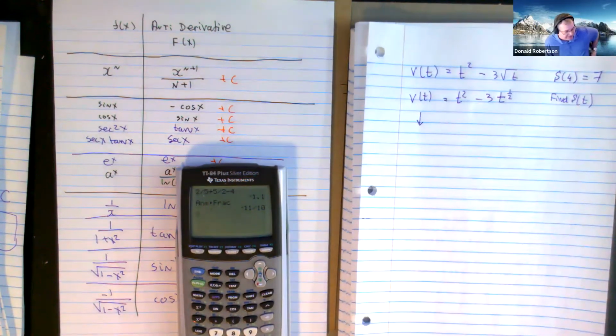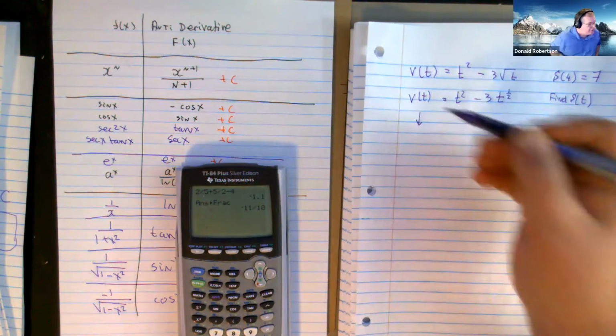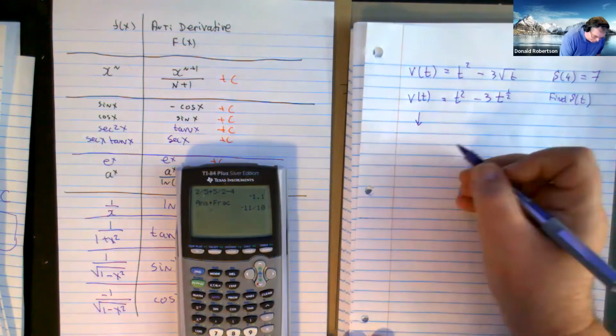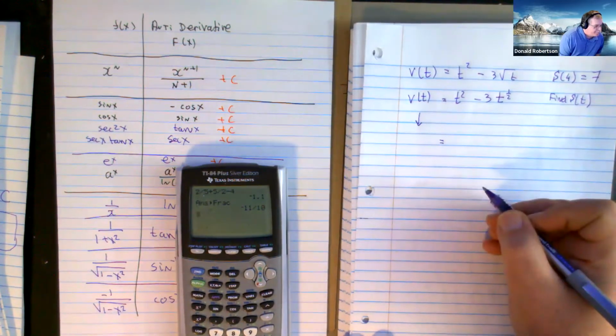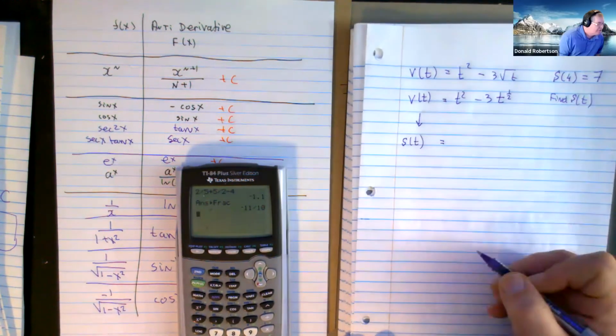Now, what do you get? Be careful here. What do you get if you do the antiderivative of a velocity function? Do you get an acceleration or do you get a position? Do you get A of t or do you get S of t? Do you see there's two sides of a coin here? What do you get if you find the antiderivative of a velocity function? Position function. You do.